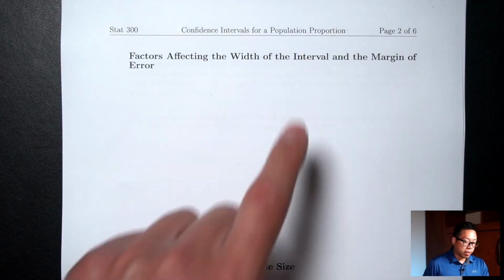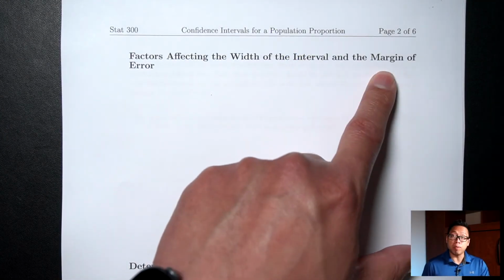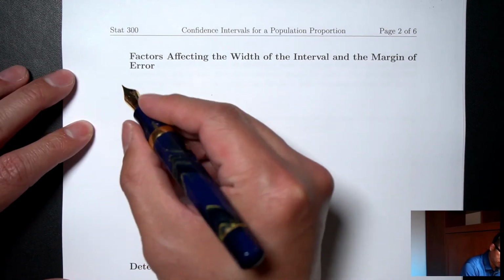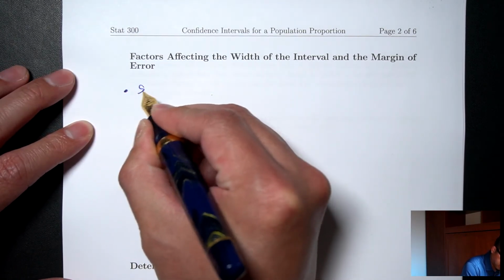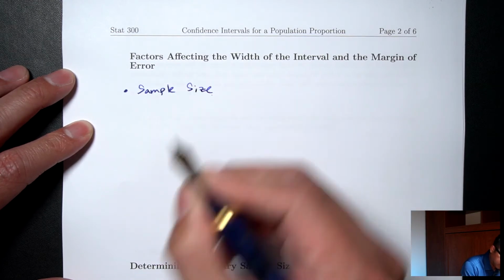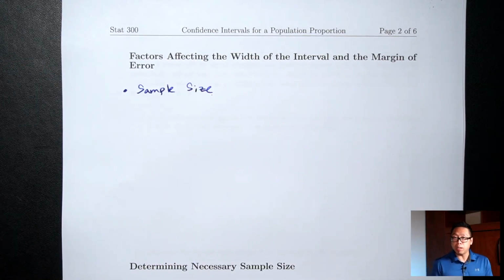There are 2 things that affect the width of the interval and the margin of error. The first thing is the sample size. So if you use a larger sample size, what happens?